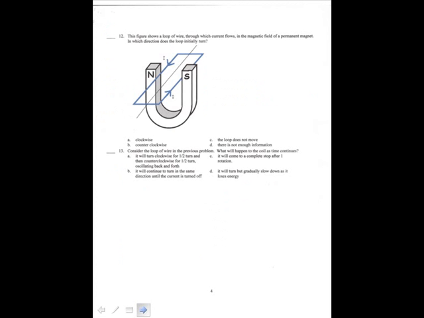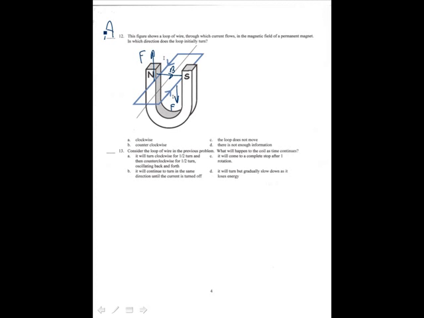The figure shows a loop of wire through which current flows. What direction does the loop turn? So I have a magnetic field running in this direction. That's B. I use my right-hand rule. I can just take the right-hand side of this loop, fingers in the direction of I, fold towards B. That gives me a force that is downward. Likewise, I have a force that's upward on that side. That makes it clockwise.